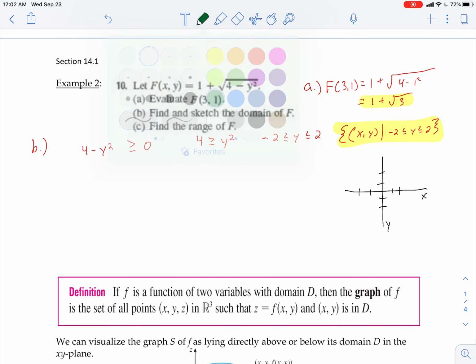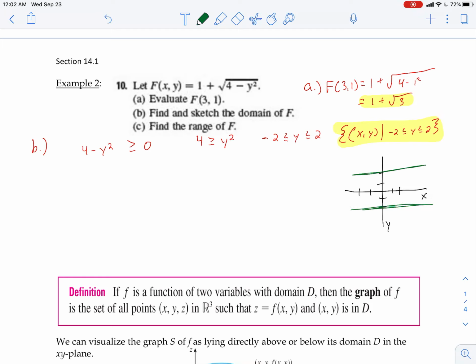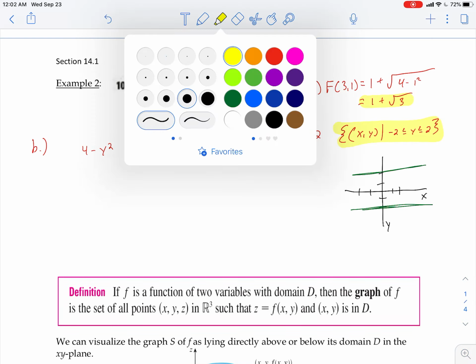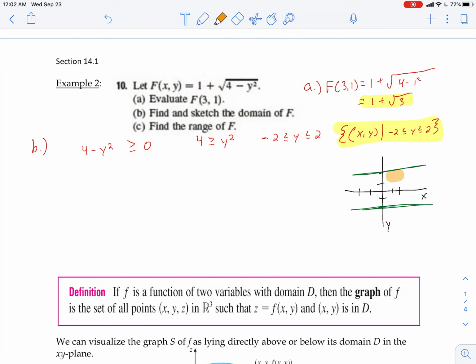And so I know that for my y values, I'm allowed to be anything between negative 2 and 2. And since I'm allowed to equal those, it's a solid line for both. If I was just less than or greater than and not equal to, it'd be a dashed line. And again, I'm allowed to be all values for x. X is not even a value in the function. And so there's my domain. All values between -2 and +2 for y, and then x can be any value.